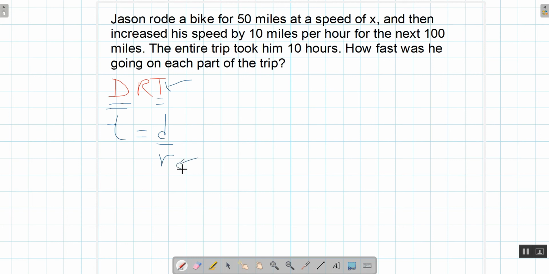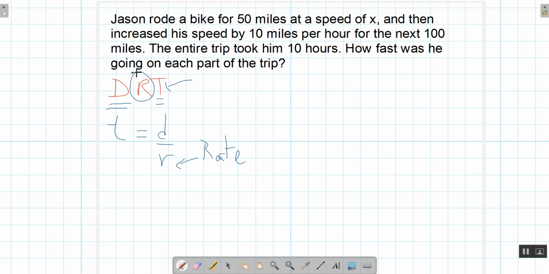Okay, and remember, r is the rate at which it's done. Those of you taking physics know that this r is actually speed. So if Jason's riding his bike for 50 miles at a speed of x, and then he increases his speed by 10 miles per hour for the next 100 miles, that's our situation.